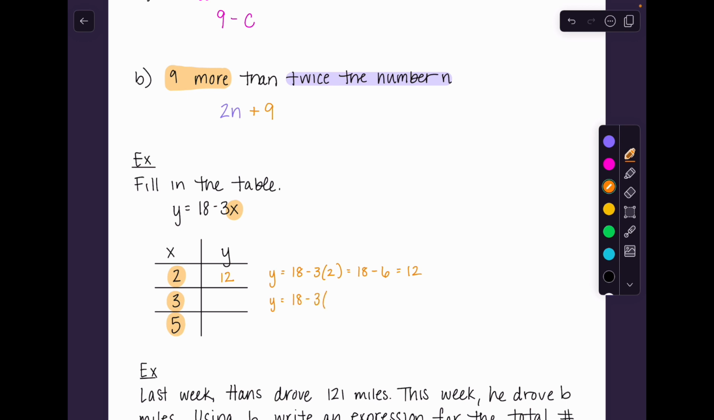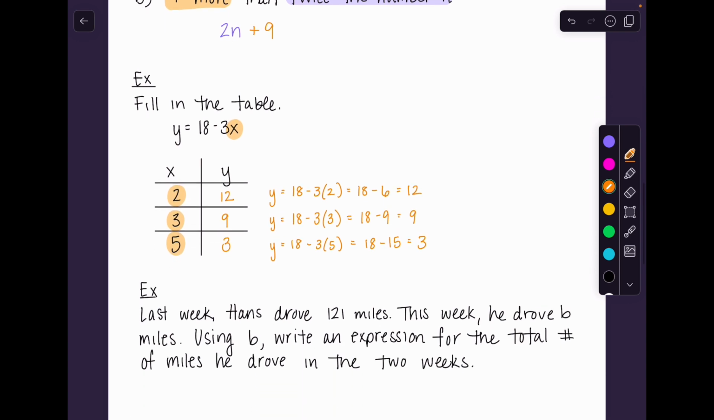So in this next line, we're going to replace x by 3. So we have 18 minus 3 times 3, which is 9. And 18 minus 9 gives us 9. So when x is equal to 3, y is equal to 9. And then finally, we're going to plug in 5 for x. 3 times 5 gives us 15, and 18 minus 15 gives us 3. So when x is equal to 5, y is equal to 3. And now I can keep doing this as many times as I want for as many different x values as I want. We can do decimals, we can do negative values. It gives a relationship between these two variables.